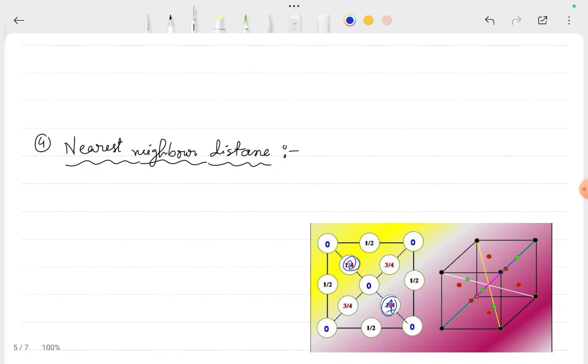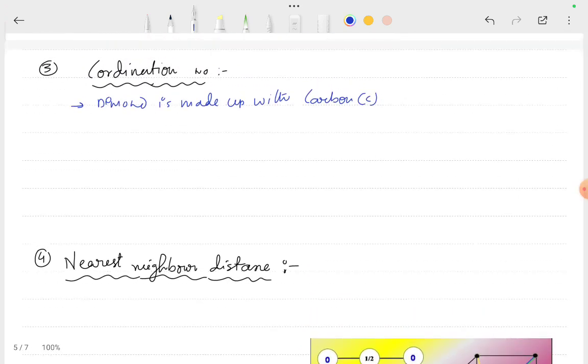And I have presented in front of you just one face, one part, one dimension. If you consider 3 dimensions, just look at the 3 dimensions. These are the positions at 1 by 4, 1 by 4, 1 by 4, and 1 by 4, 0, 0, and 0, 1 by 4, 0, and 0, 0, 1 by 4. The carbon atom is already here. So the coordination number of diamond crystal is actually 4.